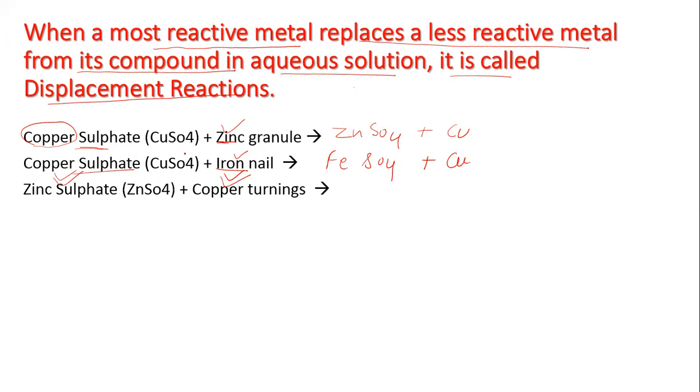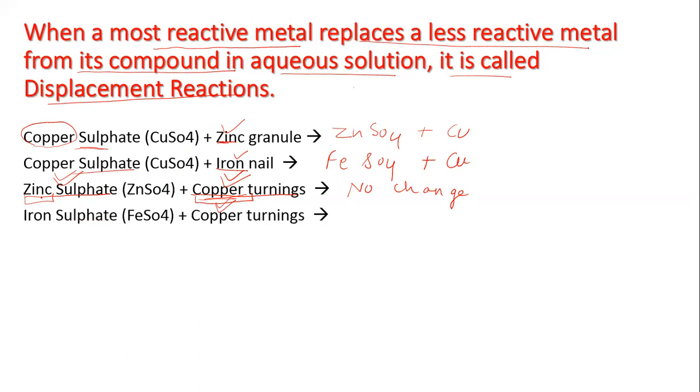Now let's see the next. Here we have zinc sulfate and copper turnings. Here we see that copper is less reactive than zinc, so there will be no change. Why? If any other metal, say potassium, was there, then potassium, being much more reactive than zinc, would have replaced zinc. But as it is copper here, and copper is less reactive than zinc, copper will not be able to replace zinc from zinc sulfate. That's why there will be no change.